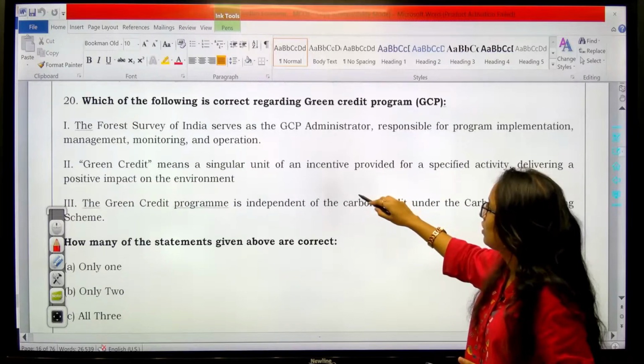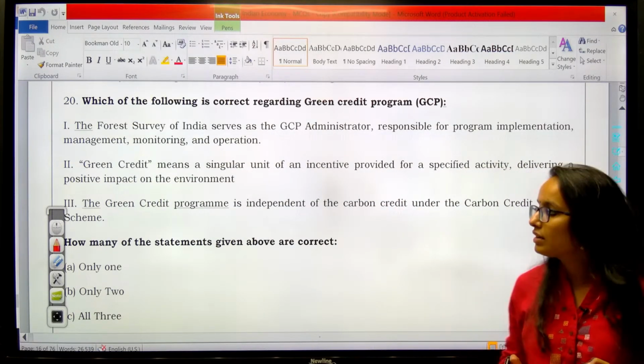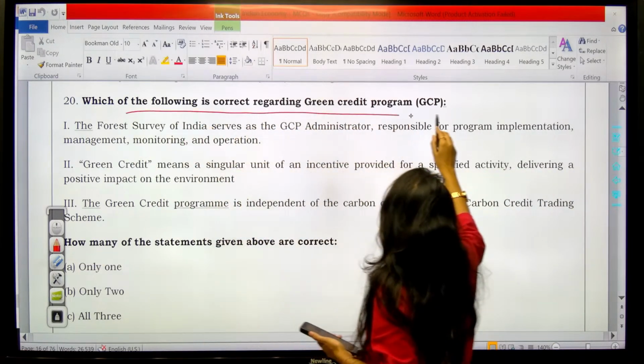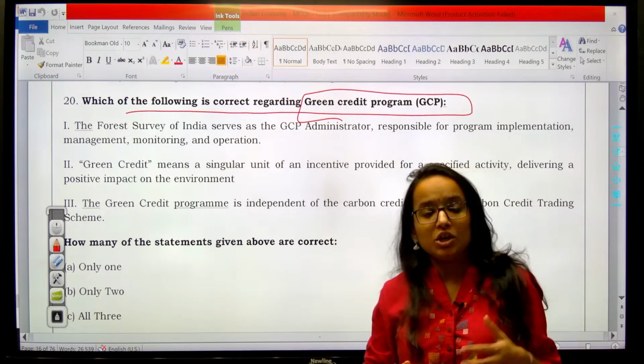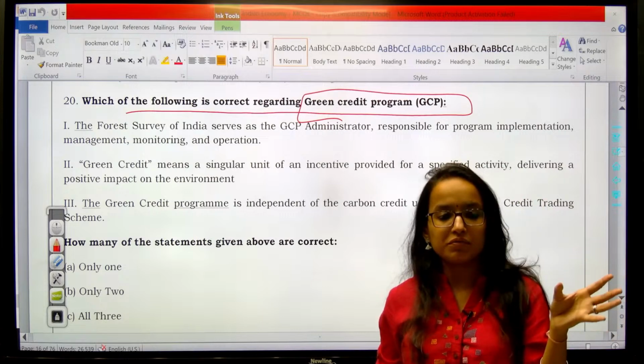Now that was also correct. Your NPCI has designed the KCC card. Next question, question number 20. Which of the following is correct regarding green credit program? Very important. The innovations, the schemes, initiatives for environment are also very important for your prelims.